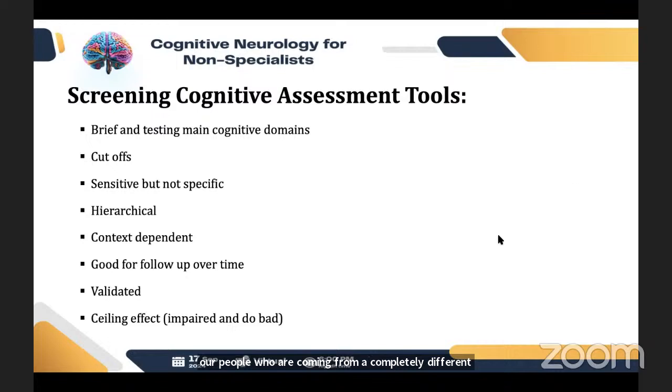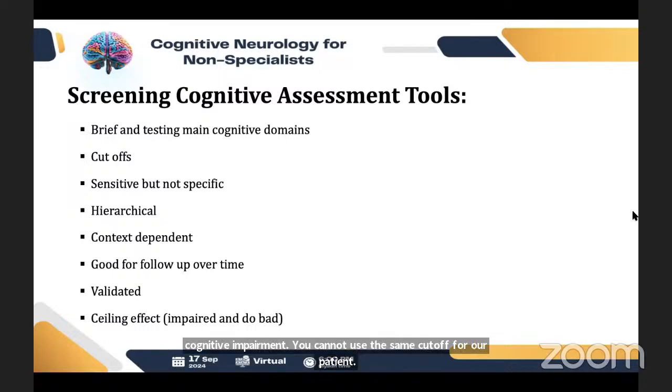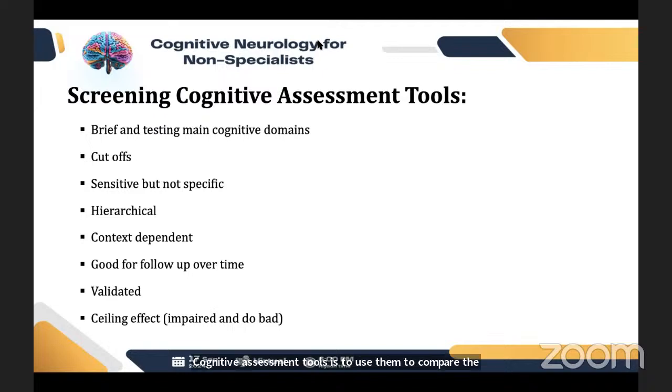So for example, the cutoff of 26 in MoCA, and we usually say below that, this person has mild cognitive impairment. You cannot use the same cutoff for our patient. And I think the best way to use these cognitive assessment tools is to use them to compare the patients to themselves, but not to decide whether this person has dementia or whether this person has severe, mild, or moderate cognitive impairment. You cannot really make this conclusion based on the available data that we have today.